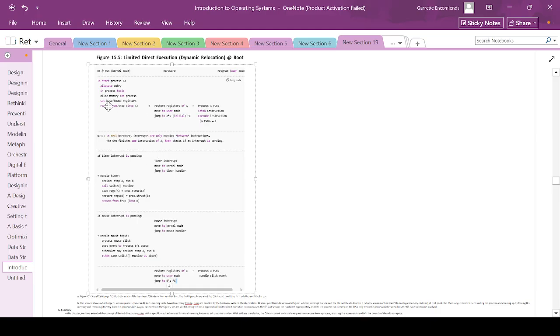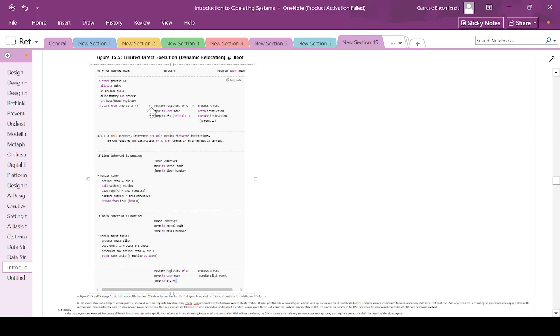So how do we actually see the mouse click here in this representation? To start process A, we allocate an entry first in the process table, allocate memory for that process, set base and bound registers, and then return from trap into A. Then we get into the hardware, into privilege mode, and restore the registers of A. If it didn't run process A before, it will start it as new.